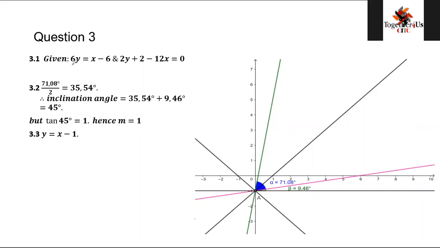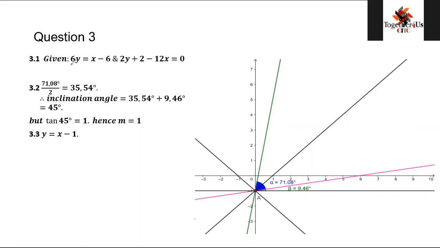Question 3, given that 6y is equal to x minus 6 and 2y plus 2 minus 12x equals 0, you had to first find the angle. Now, the question is asking for the acute angle. So here is the first equation.